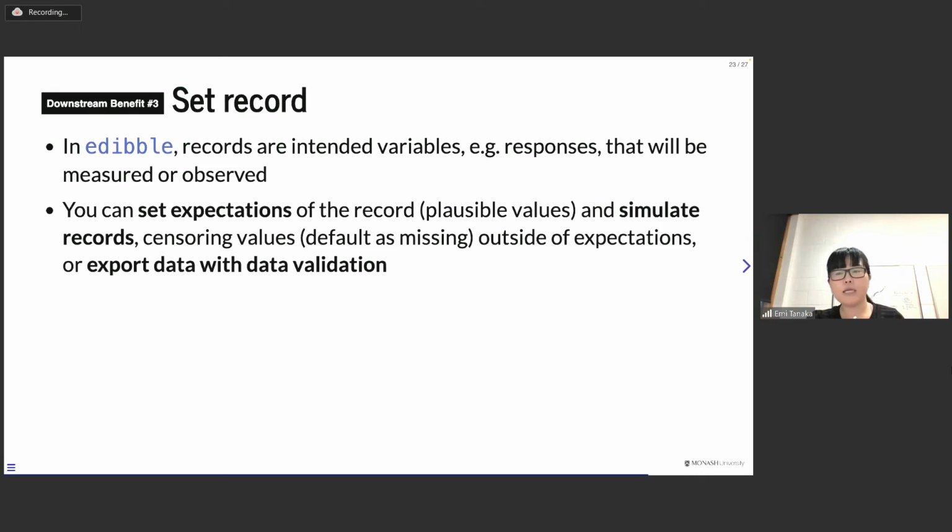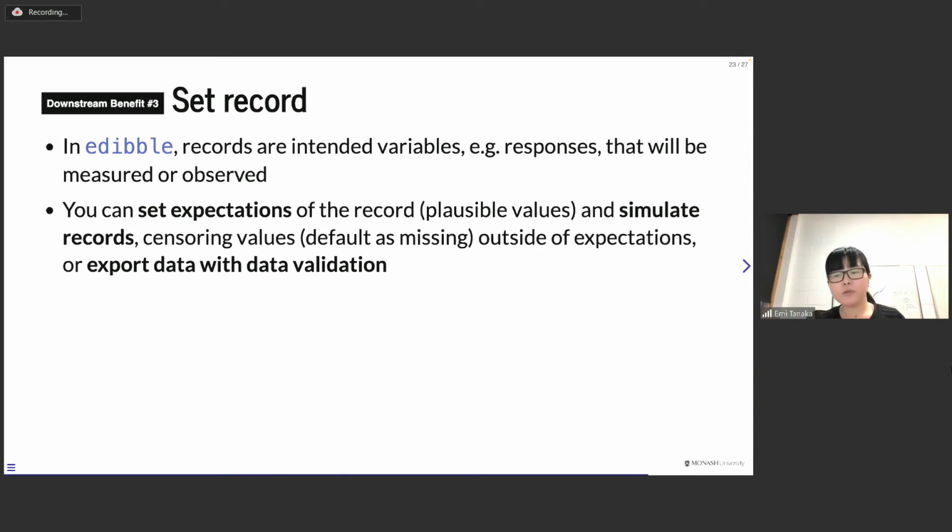And on top of setting the records, you can set expectations of those records, right? So write down the plausible values of those records. You can also do simulations of those records. And that's why I quickly simulated and did a mock kind of pseudo analysis on it, to see how it is. And that simulation actually can take the information based on what you've set in your expectation.